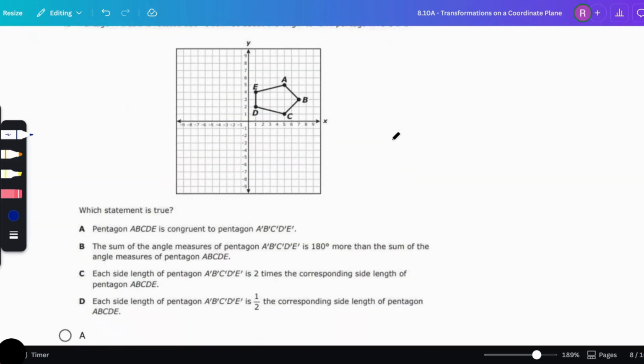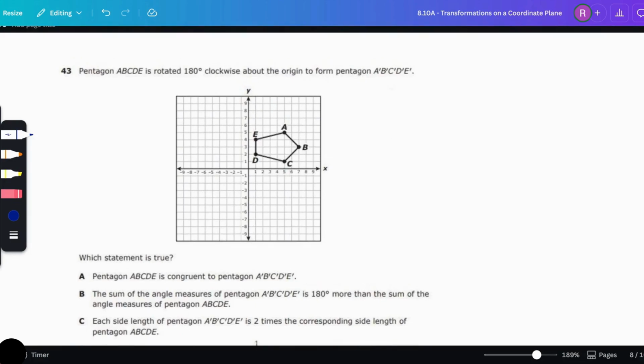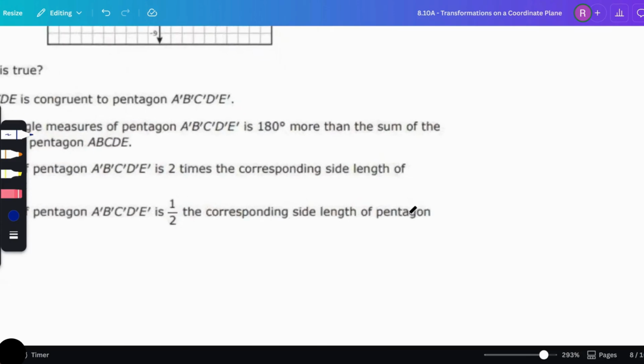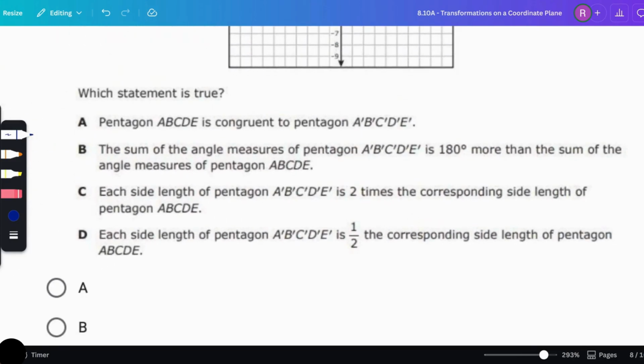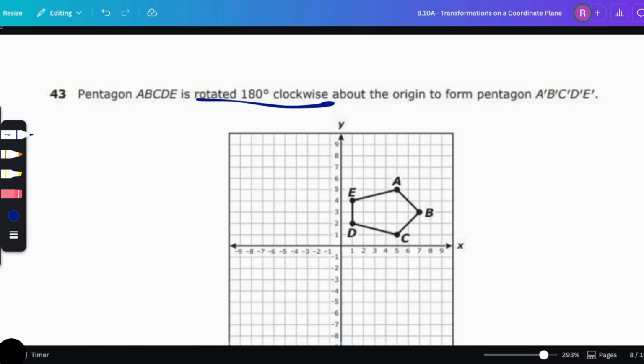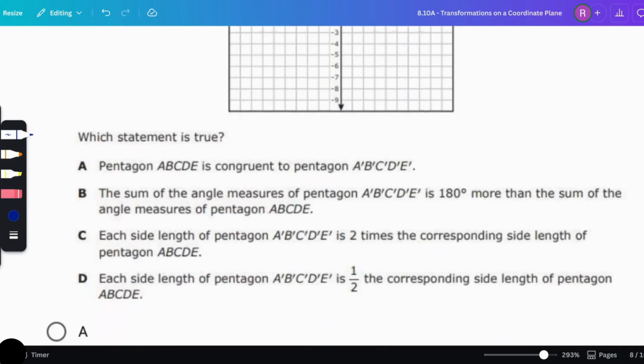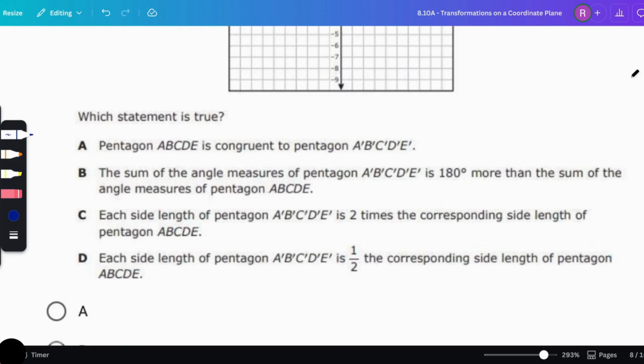So now let's take a look at the next one. Pentagon ABCDE is rotated 180 degrees clockwise. Rotated. Take note of that again. Which statement is true? So answer this yourself. If it is rotated 180 degrees clockwise, which statement is true? Read the statement one after the other and answer the question.